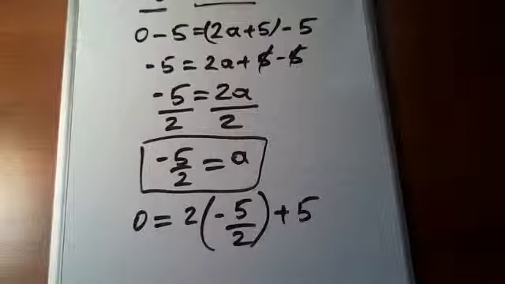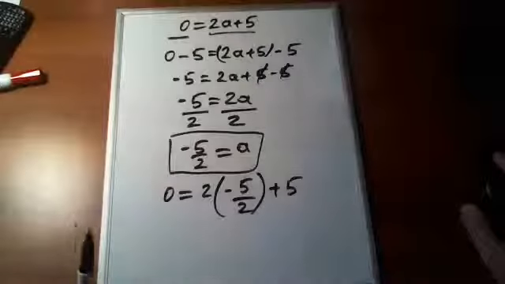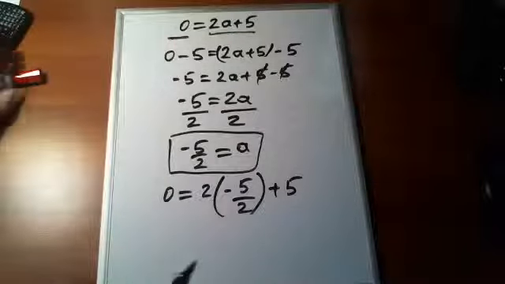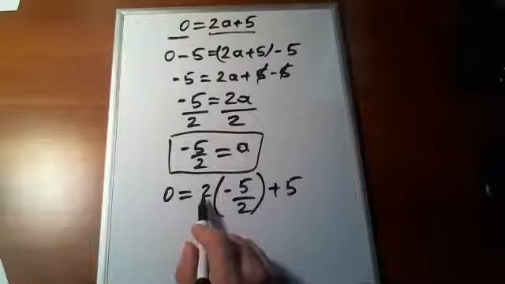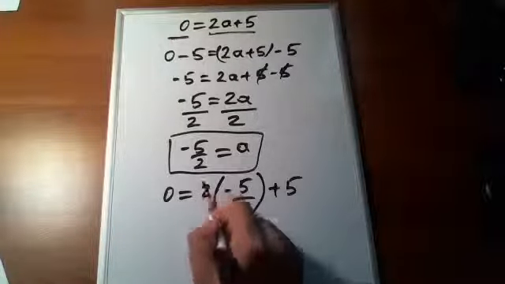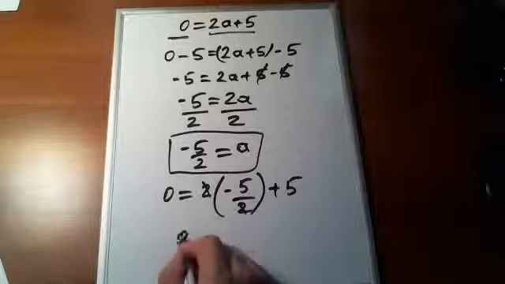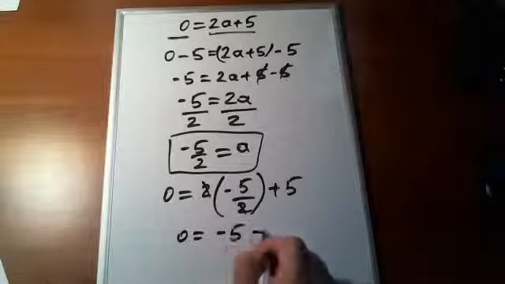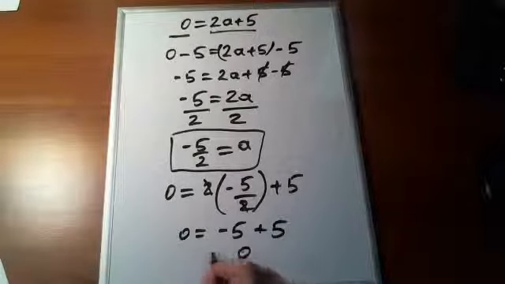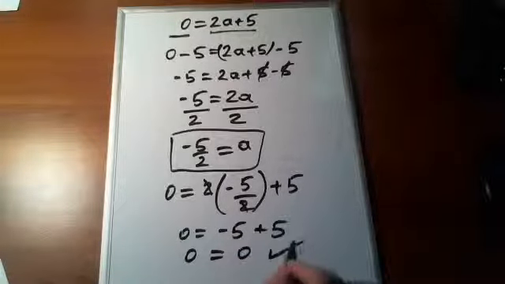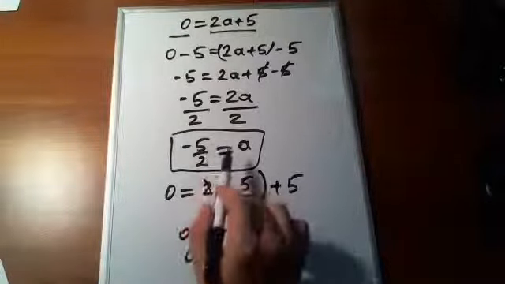Okay, let me try to zoom out a little bit more. Okay, 2 times this fraction, the 2s go away, so we'll have 0 minus 5 plus 5. Well, minus 5 plus 5 is 0, has to be equal to 0. We're good. So this is indeed our solution.